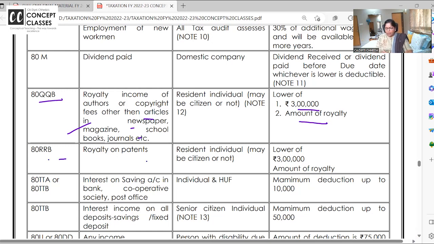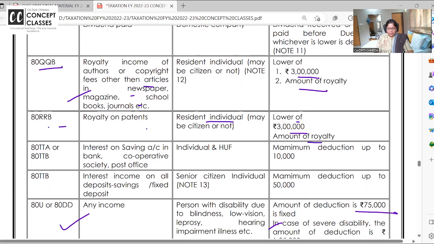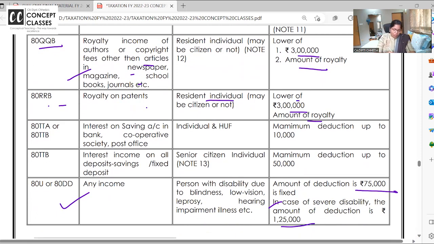80RRB is royalty on patents, for resident individuals and all: lower of 3 lakh or the amount of royalty, whichever is lower. Now see, the most important one is next. Those who are watching live, one more time you can watch all the lectures in the recording. Pause it and take a note of this.